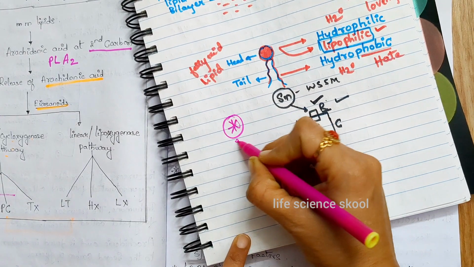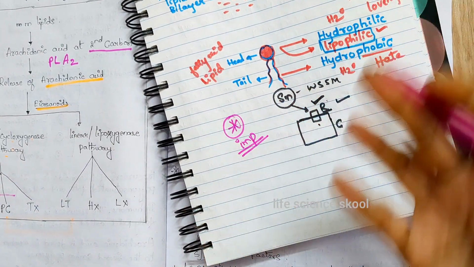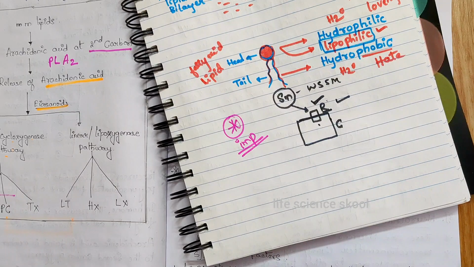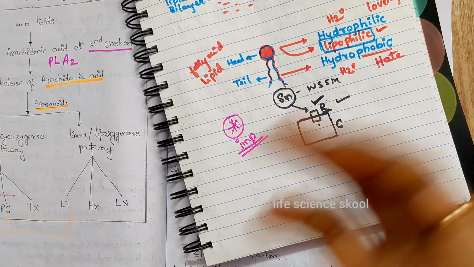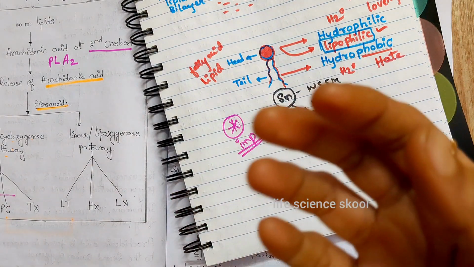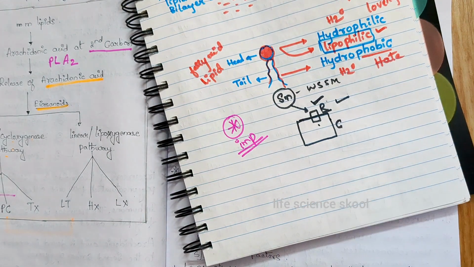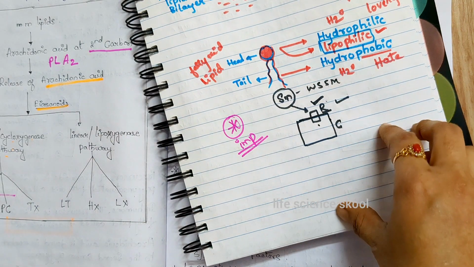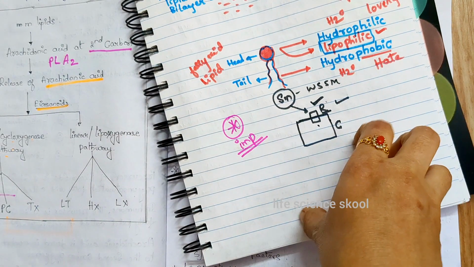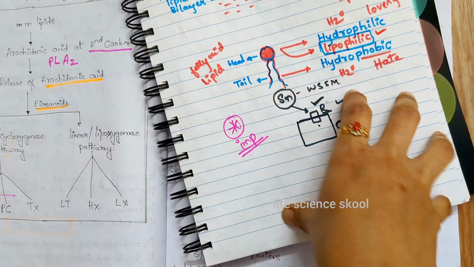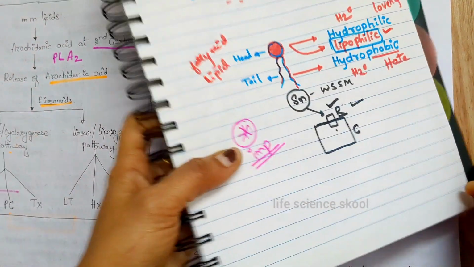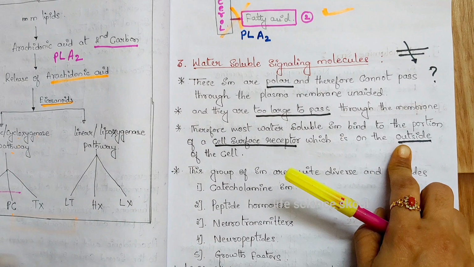This is a very important point, because the other two types of signaling molecules have intracellular receptors or plasma membrane receptors. If in an examination they ask how water soluble signaling molecules cross the membrane, the answer is that they bind to the cell surface receptors, and with the help of that they signal across the membrane.